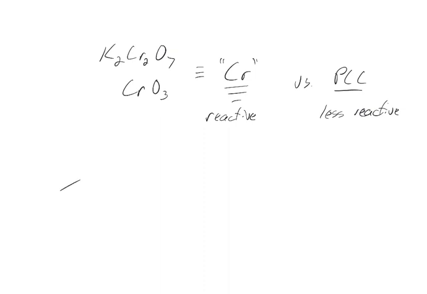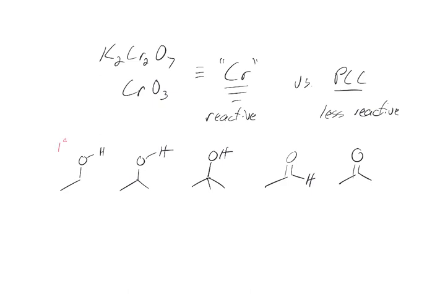Let's look again, not worrying about the mechanism so much because I've gone through some mechanism stuff, but just looking situationally at what kinds of things could happen. So I drew a primary alcohol, I've drawn a secondary alcohol. So primary, secondary, tertiary. Here's an aldehyde. Here's a ketone. And what's going to happen to all of these things with these reagents?